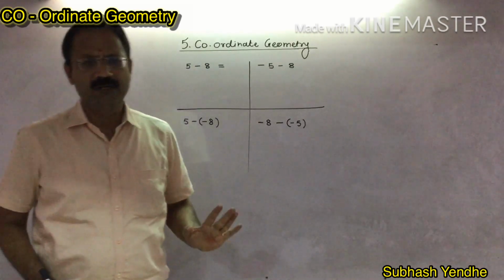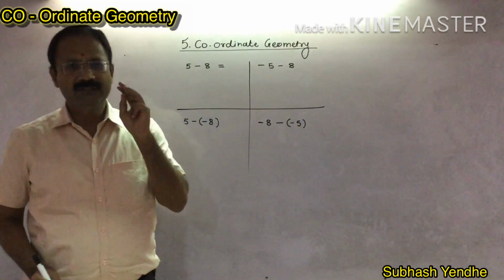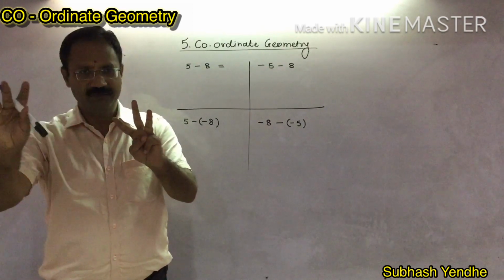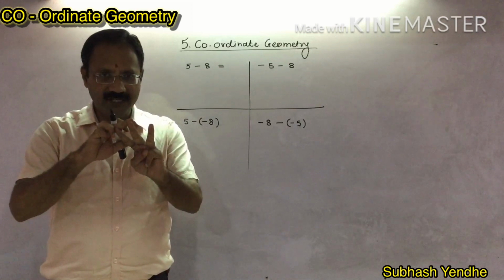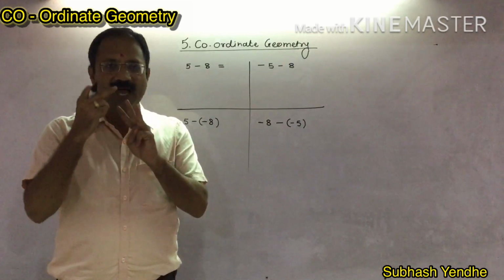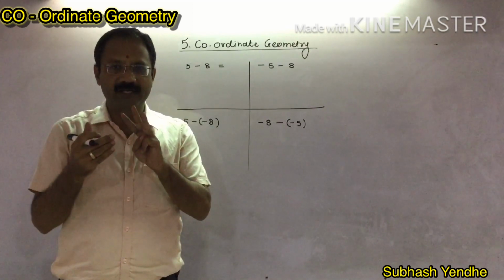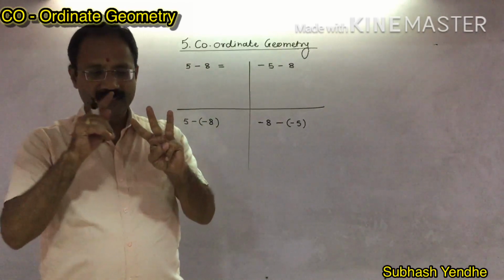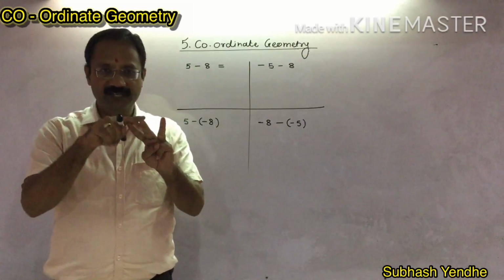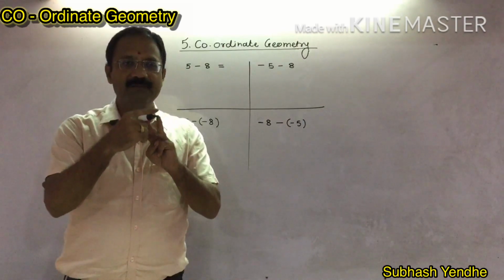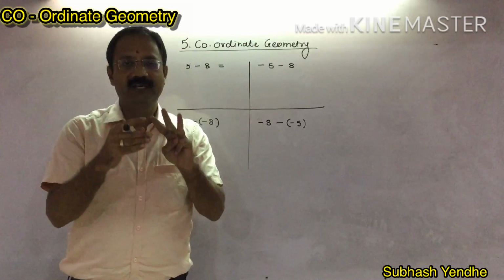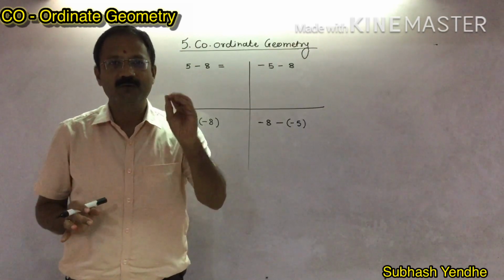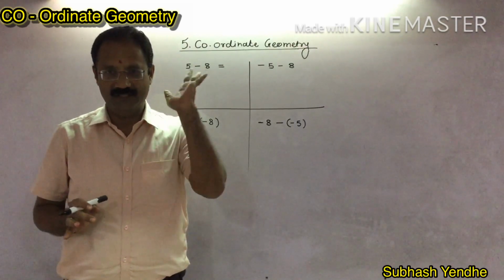Let me tell you the simple rule to remember. Only 3 rules you have to remember. 1. If the signs are different, then you have to subtract. If the signs are same, then you have to add. And if the minus sign is outside the bracket, you have to change the inside one. So the 3 rules: different sign, subtraction; same sign, addition; and if the minus sign is outside the bracket, then you have to change the inside one. And then remember, for the answer, you have to give the sign of the larger number.